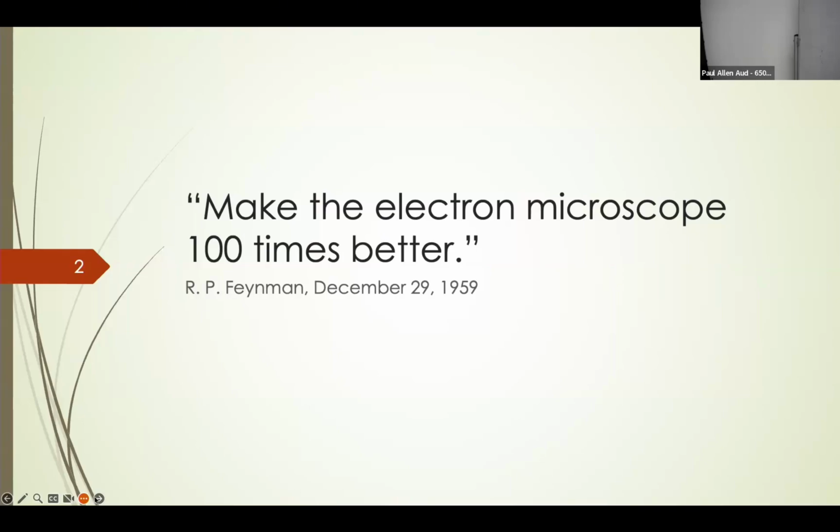Therefore, in 1959, Richard, this is a physics talk, right? So there needs to be a Feynman quote, says the best way for physicists to help biologists make more progress is to make the electron microscope 100 times better.